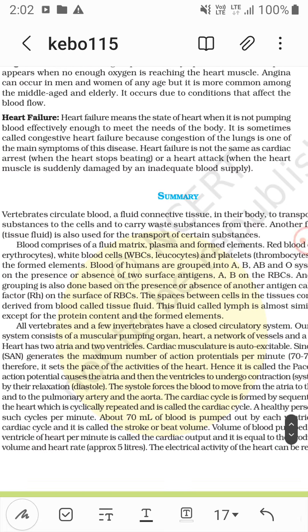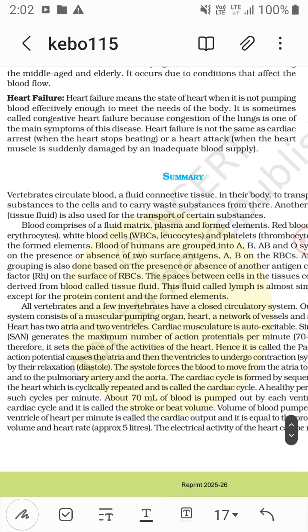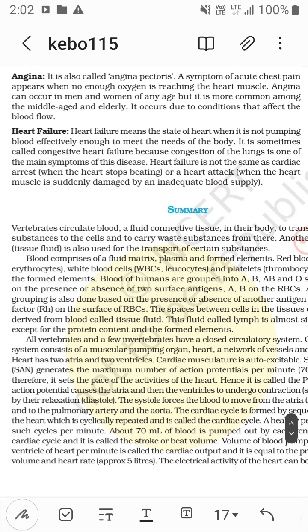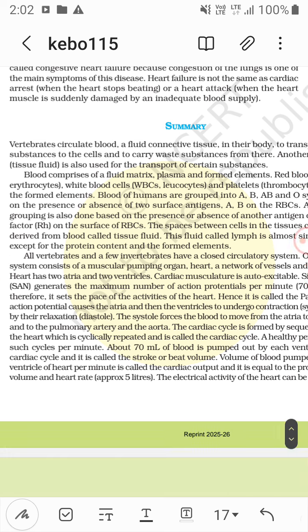Now heart failure. Heart failure means the state of the heart when it is not pumping blood effectively enough to meet the needs of the body. It is also called congestive heart failure because the congestion of the lungs is the main symptom of this disease. Now heart failure is not the same as cardiac arrest. When the heart stops beating, that is cardiac arrest, and heart attack is when the heart muscle is suddenly damaged by an inadequate blood supply.